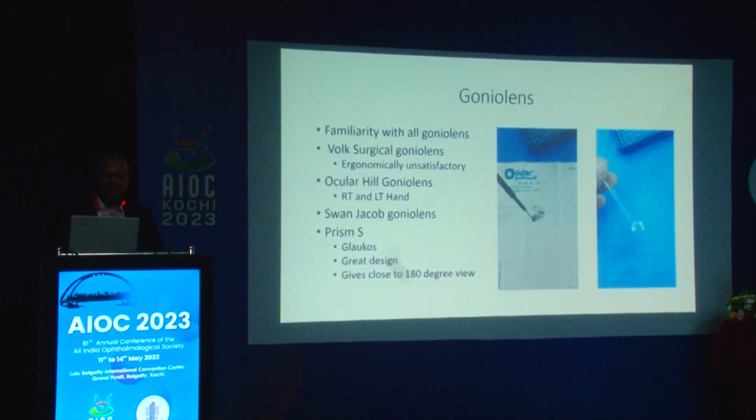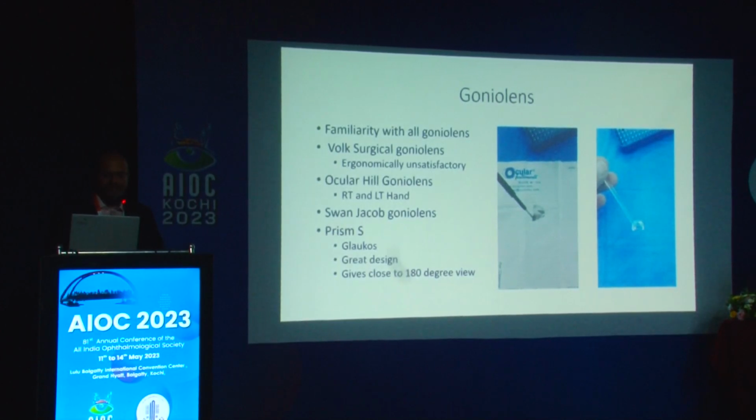And the gonio lens, as we already mentioned, there are n number of gonio lenses which we have now. The original Vogue, the one before the TVG, was ergonomically quite unsatisfactory, but it still does the job. And Prism S is the one from Glaucos. It gives a very nice view. This is how it looks. And this is the Ocular Hill gonio lens. Swan Jacob does the work very well. The main advantage of Swan Jacob is you can use it for multiple patients because it's autoclavable. These others are not autoclavable.